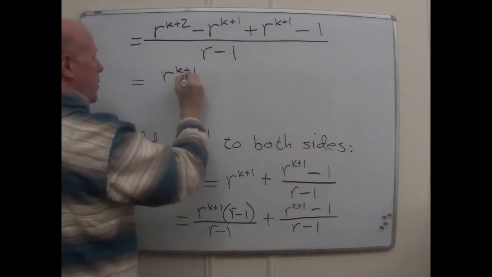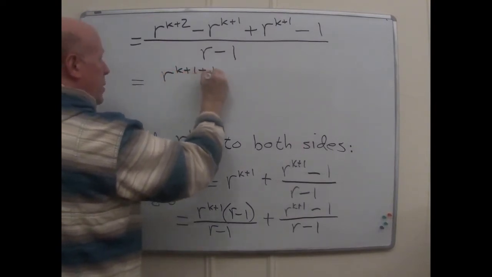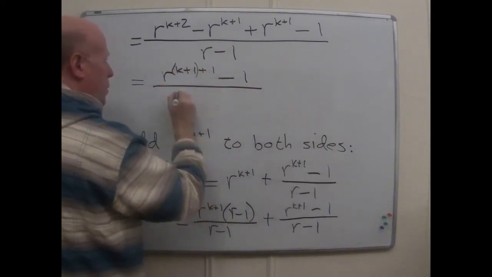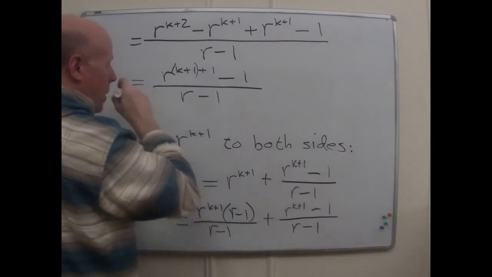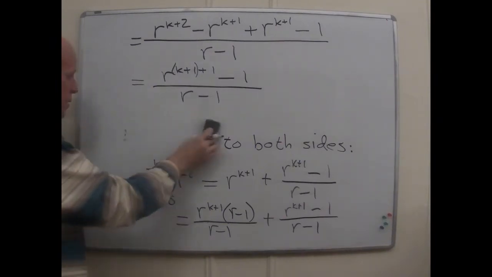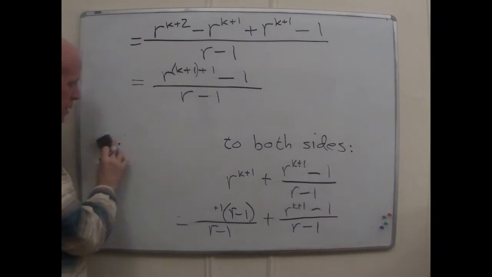Let me write it this way though. It's r to the k plus 1 plus 1 minus 1 over r minus 1. And that's the inductive conclusion. So we've proved the base case, we've proved the inductive step. The result follows by induction, by the principle of mathematical induction.